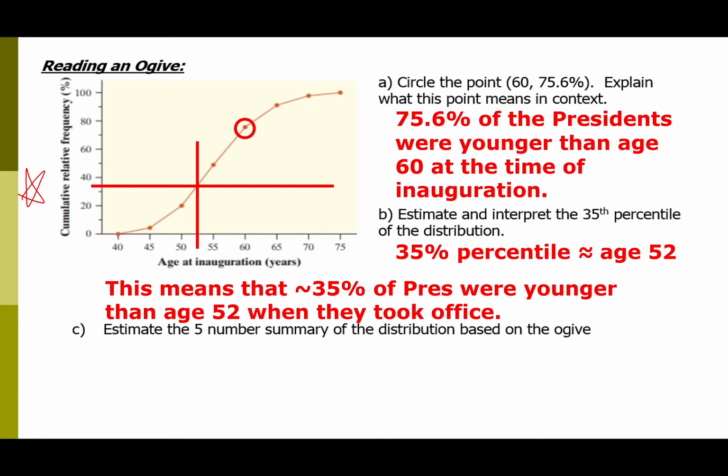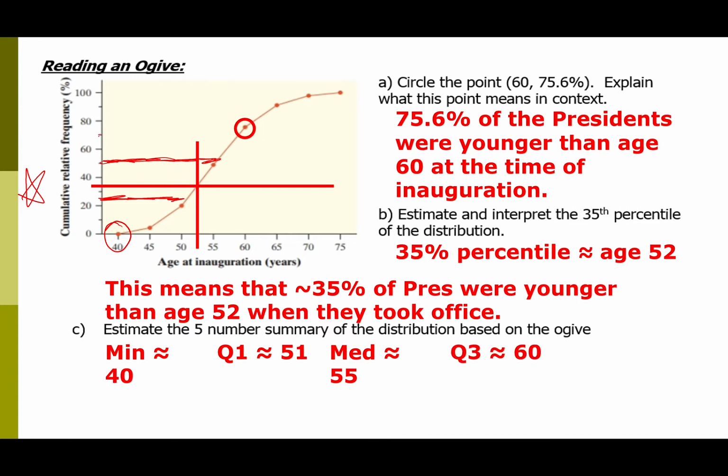So if we want to estimate the 5-number summary of this distribution, then remember that's going to be our minimum, which is 40. Then we have quartile 1, which would be where we have about 25%. So coming over here, that's about at age 51. Our median, that means we're looking for 50 on our cumulative relative frequency, so about 55 or so, 55, 56. Quartile 3 means we're looking for where that is going to be 75%, which we actually already estimated as 60, and we have a max already discussed of 75.